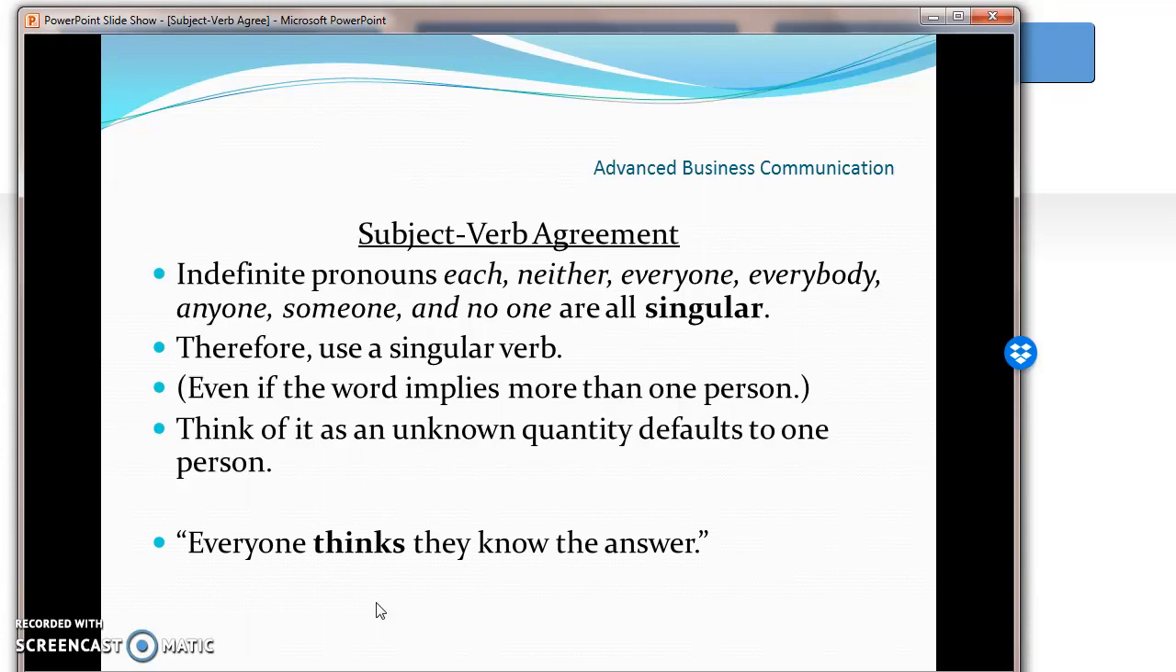So, everyone thinks they know the answer. Do you see that? Everyone thinks they know the answer, not everyone think they know the answer. I think the idea is more than one person, but it defaults back to one, and you make it agree with one. How about this one? Each takes her own turn in the pool. Each is the subject of the sentence, and it's suggesting there are several girls going in the pool, but it's defaulting to one.